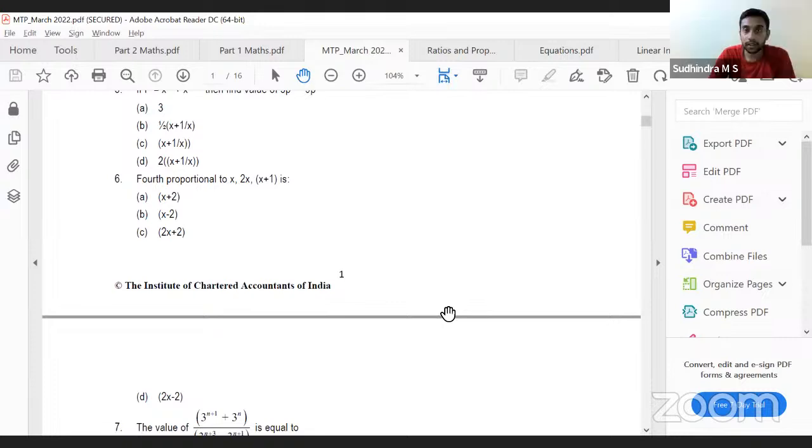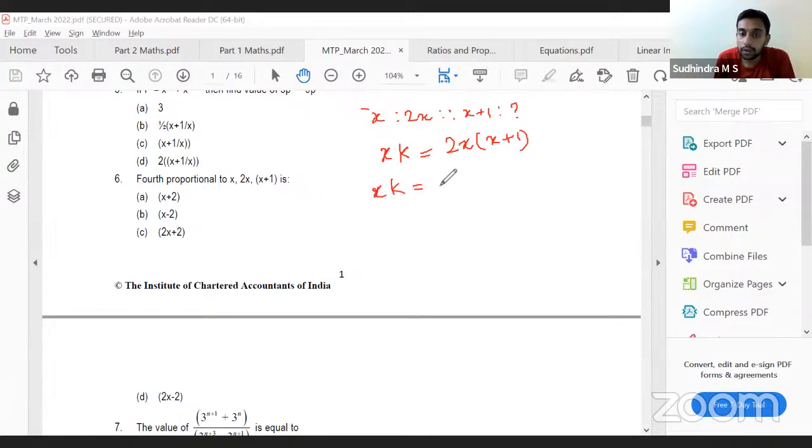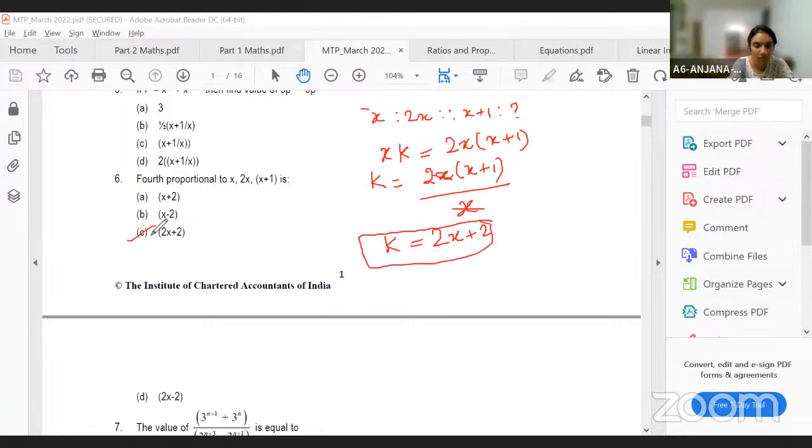Fourth proportion to x, 2x, x plus 1. Simple. 2x plus 1? How did we get that? We have to just cross multiply. X is to 2x, x plus 1 is to what? We'll say that unknown is k. X into k will be equal to 2x into x plus 1, cross multiplication. Instead of further multiplying it, we'll send x to the other side. K will be equal to 2x into x plus 1 divided by x. X and x will get knocked off. So k is 2x plus 2.